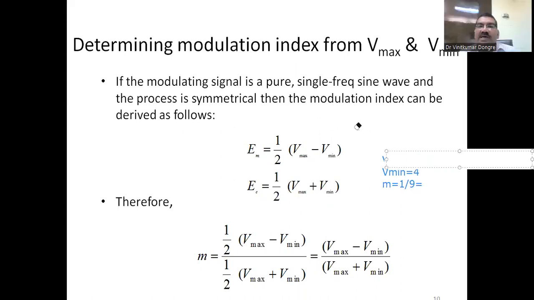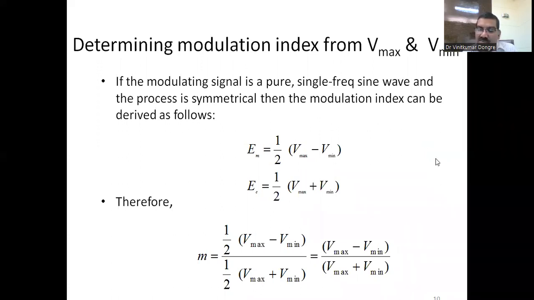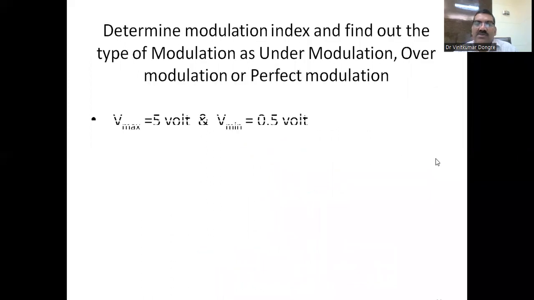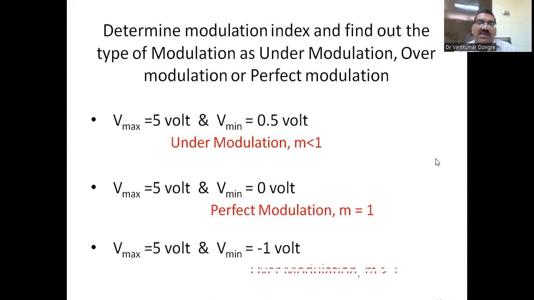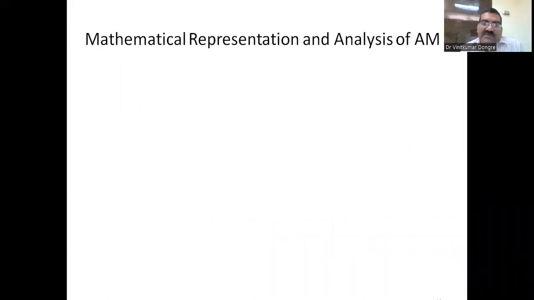So this way it is there. Okay. So you got the concept. We have taken the example of all three cases: over modulation, under modulation, and perfect modulation. A question for one mark can come like this. It is very simple. If you know the formula, you can easily achieve the marks.